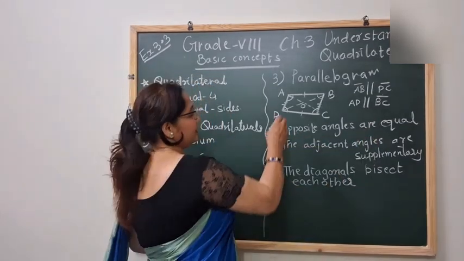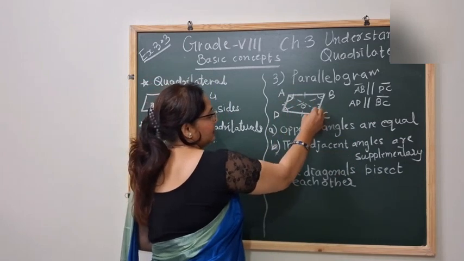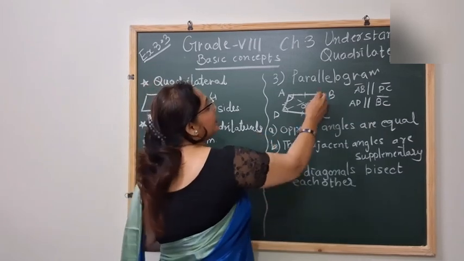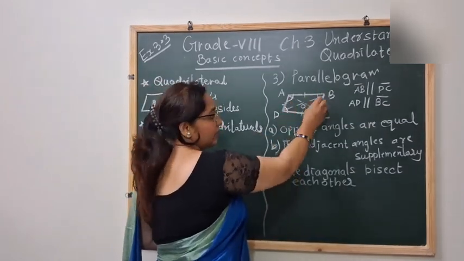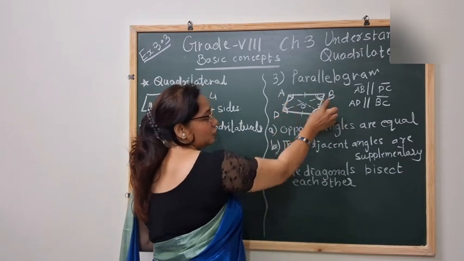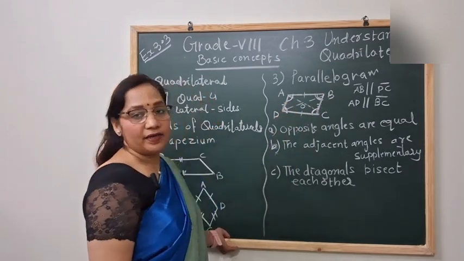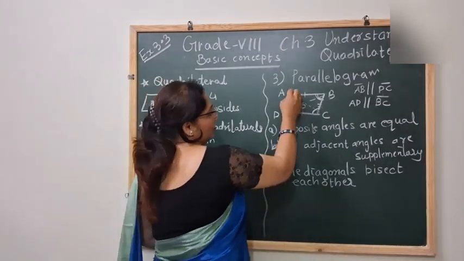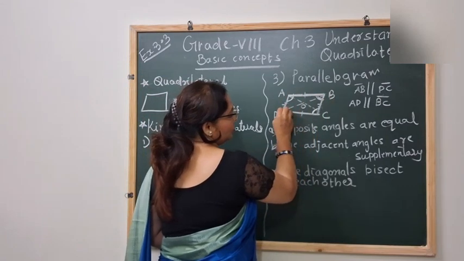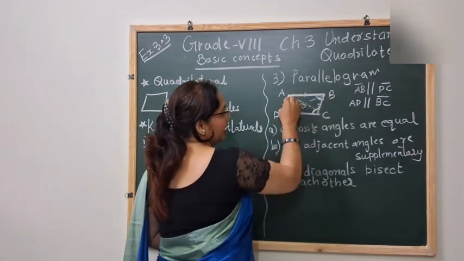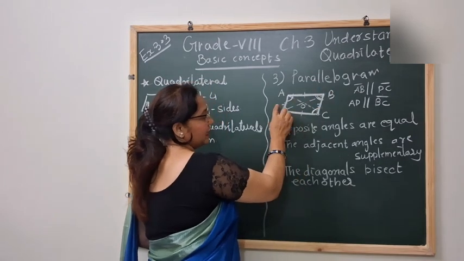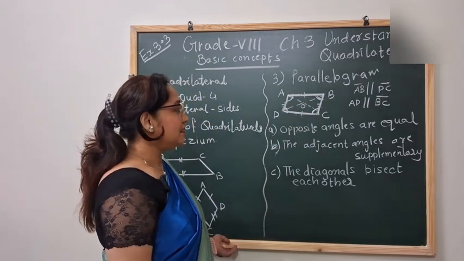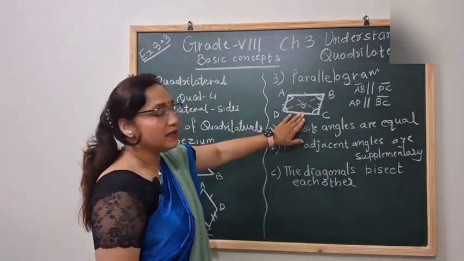Here which are the opposite angles? Angle A and angle C. These 2 are opposite angles and they are always equal. Then angle B and angle D. These 2 angles are opposite and they are always equal. Second one, the opposite sides are also equal. Now AB is equal to CD and AD is equal to BC. These two sides are equal and these 2 sides are also equal. So the sides are parallel and equal.